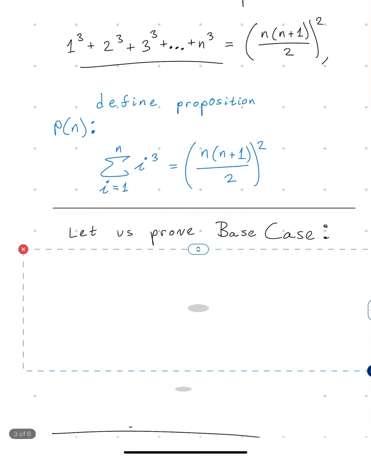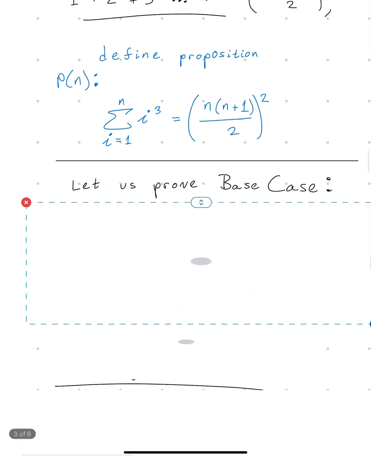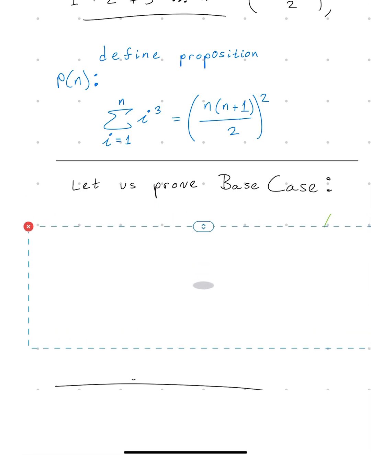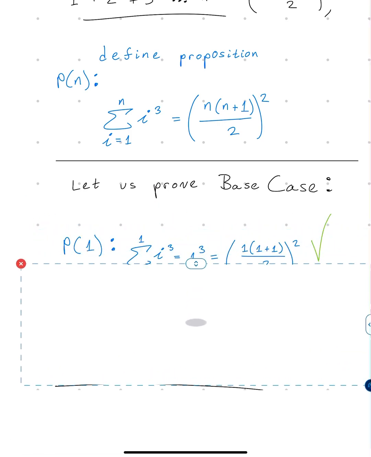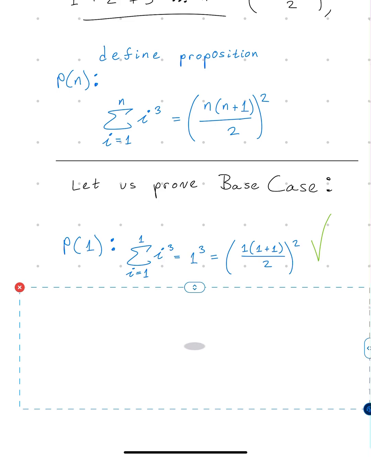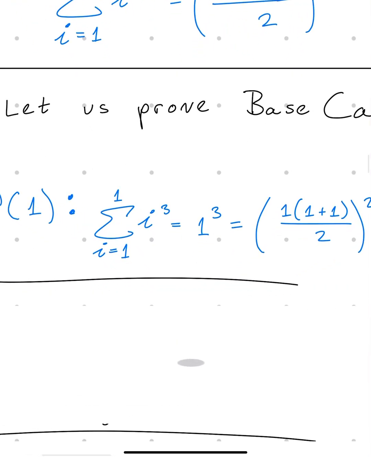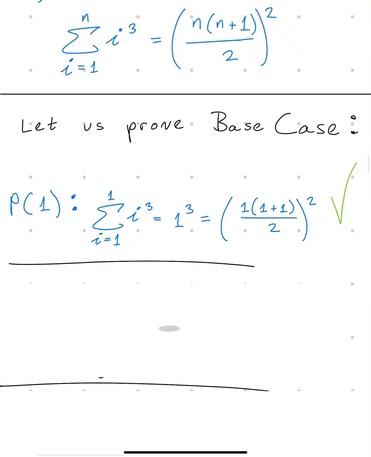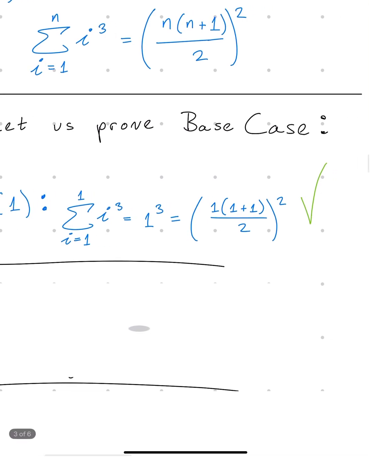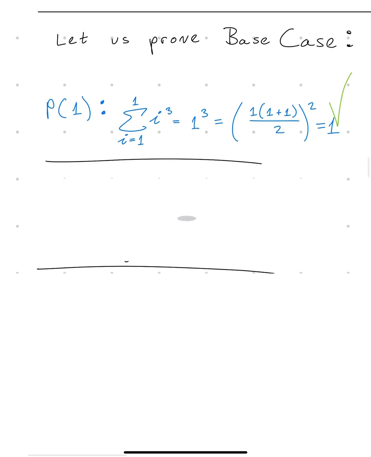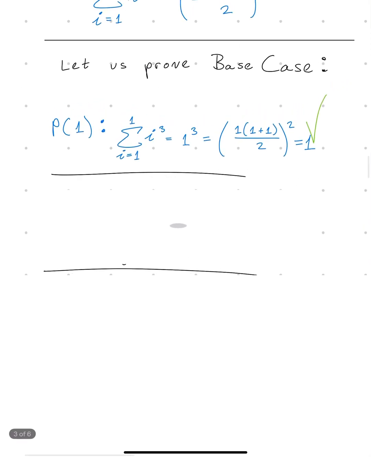Next, we are going to prove the base case. So let's look at P of 1. So P of 1 shows that the sum of i equals 1 to 1 of i cubed equals 1 cubed. And this equals 1 times 1 plus 1 divided by 2, squared. And we know that both of these equal 1, and therefore we have proven the base case.